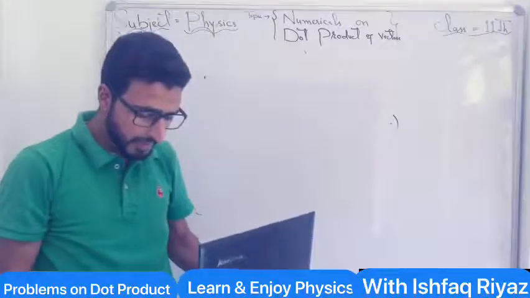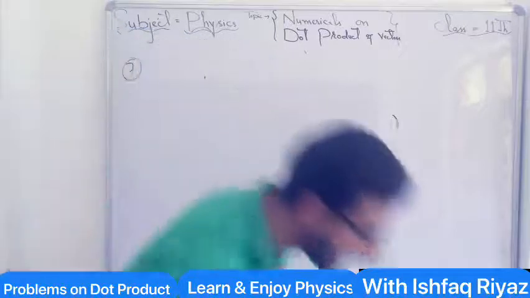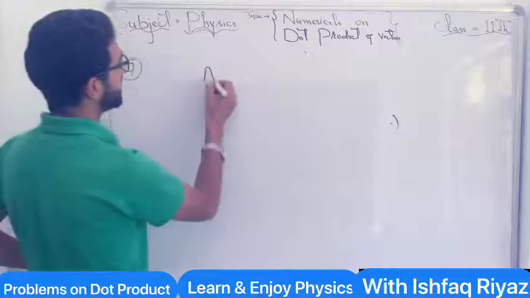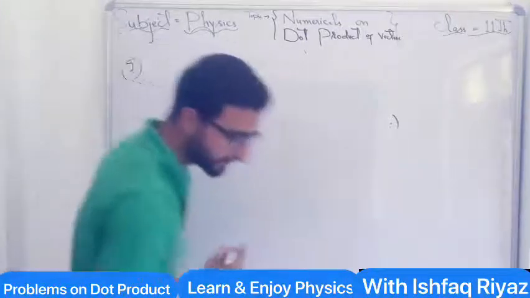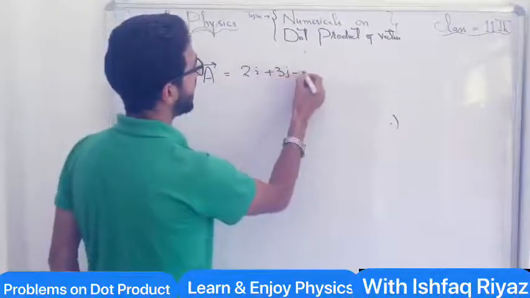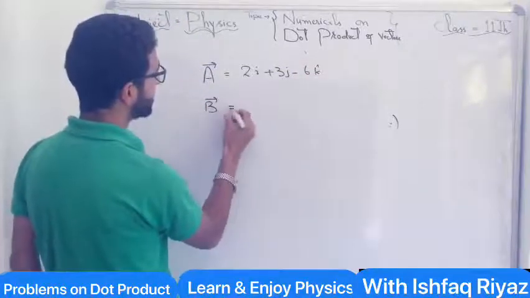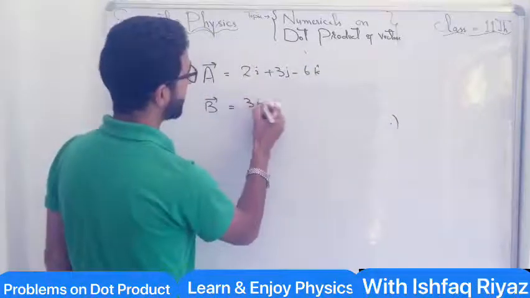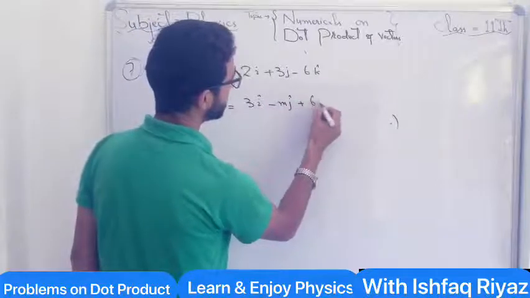For what value of m is the vector A perpendicular to vector B, where vector A is given by 2i plus 3j minus 6k, and vector B is given by 3i minus mj plus 6k.